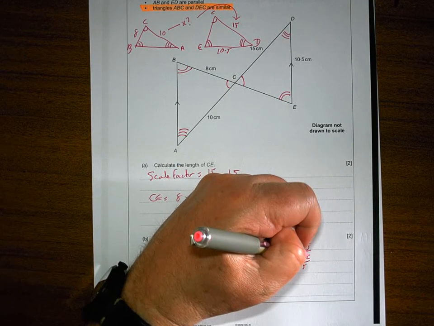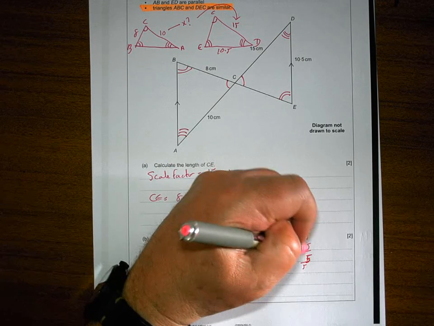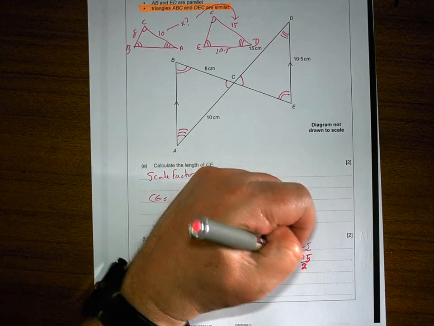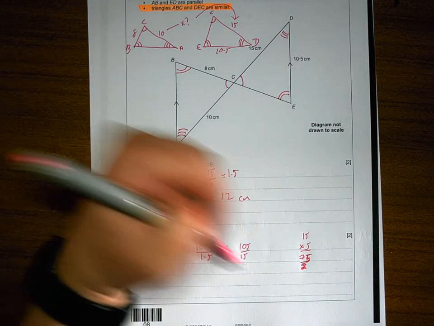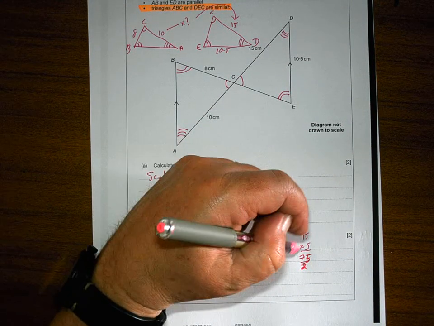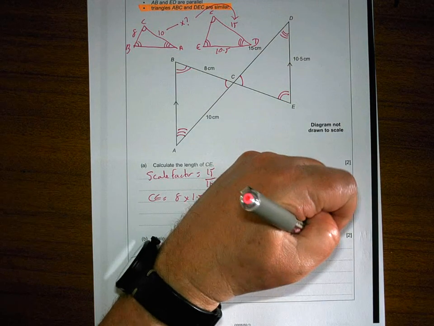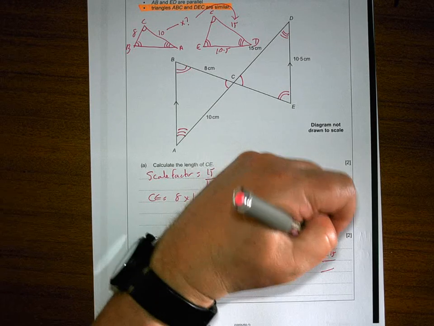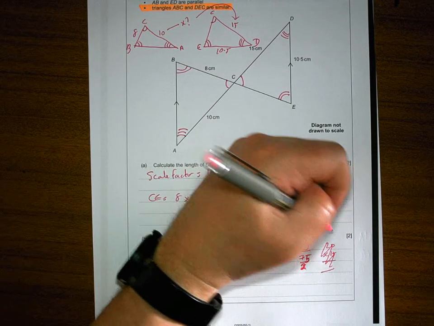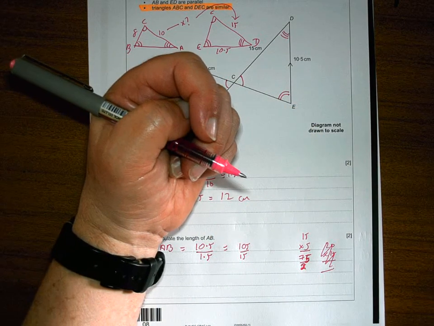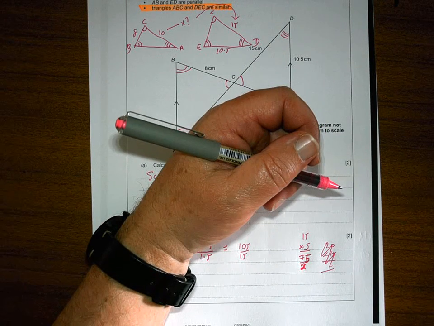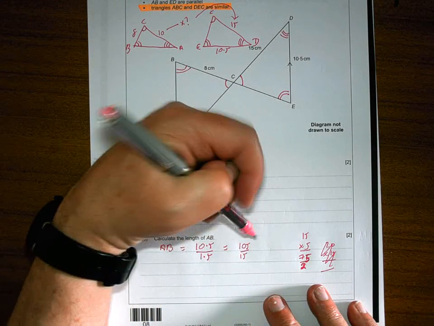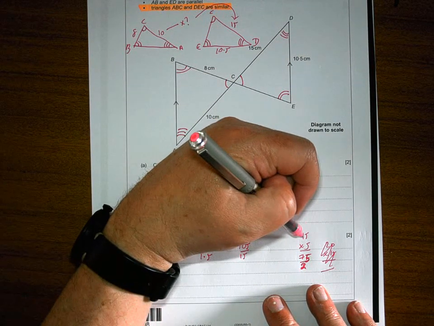What have I done there? 5 5s are 25, 1 5 is 5 plus 2 is 75. That's too small. I'm looking for 105. I'm going to try 20 lots of 15. No, I'm not. 20 lots of 5 is 100. 10 lots of 15 is 150, so it's less than that.